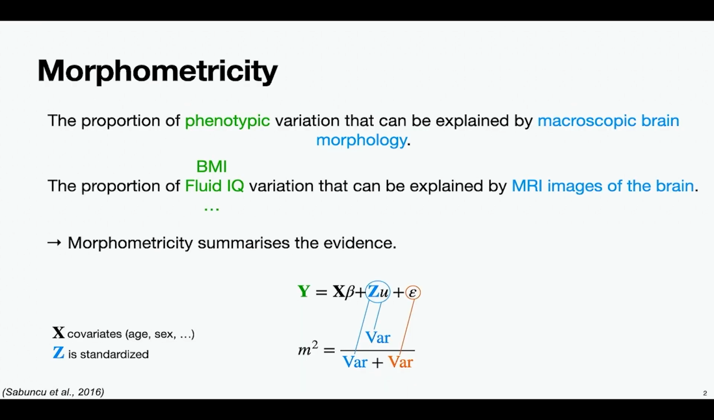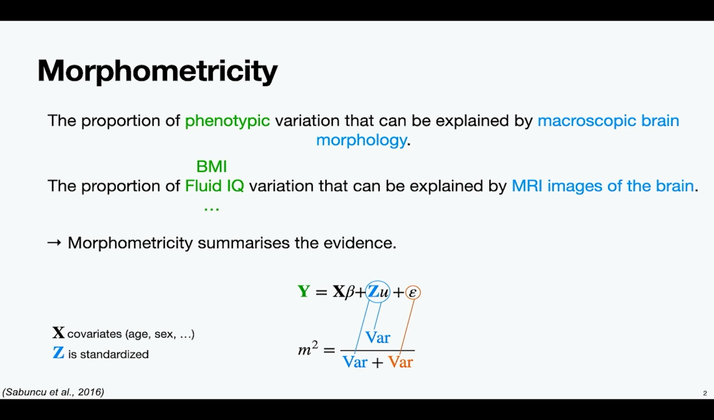Morphometricity is defined as the proportion of phenotypic variation that can be explained by macroscopic brain morphology. In our case, the phenotypes will be things like BMI and fluid IQ, and the macroscopic brain morphology is observed through MRI images of the brain. This is the equivalent of heritability, where we have brain data instead of genes. It's an interesting result because it summarizes the link between the high-dimensional brain data and the phenotype in one value.